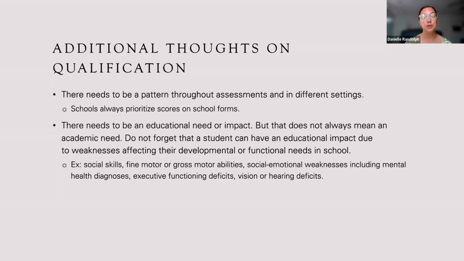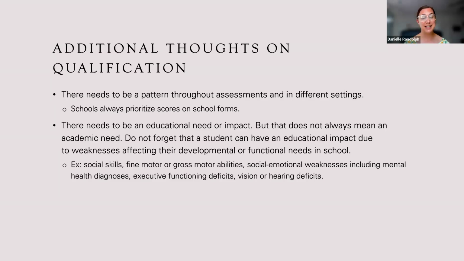And so if the student or child is really struggling with something that's developmental or functional, like social skills, fine motor or gross motor abilities, social emotional weaknesses, including mental health diagnoses, executive function deficits, vision or hearing, right? Those things are going to impact the student functionally in the school setting, even if they aren't academic in nature.